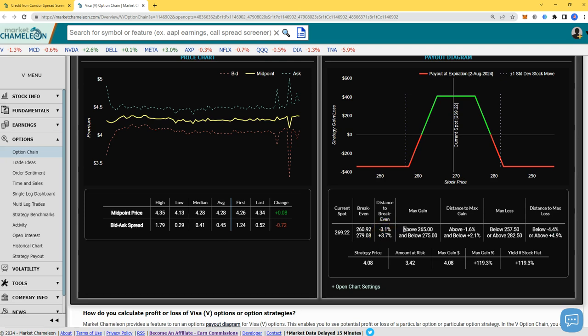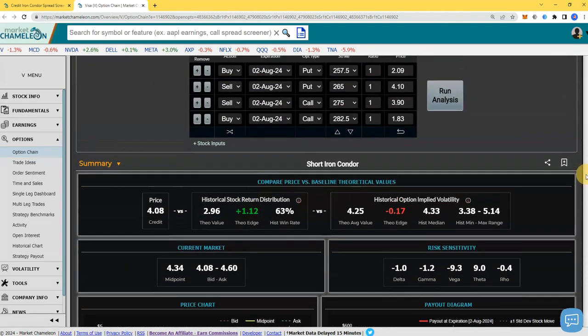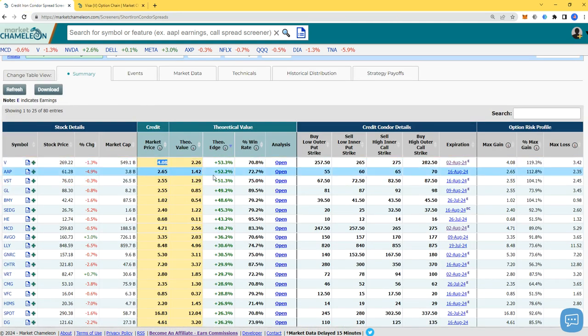Okay, so basically it needs to stay anywhere between 265 to 275. And we are now at 270, so this is exactly the middle where we are. Of course, anything can happen, but as I said, the beauty is that you're collecting $400 compared to $300, an extra 33%, again, compounding over time. So that's one option to go over the theoretical edge.